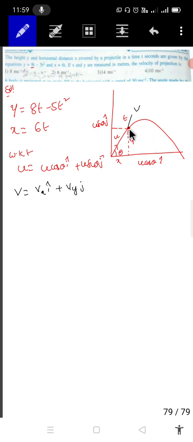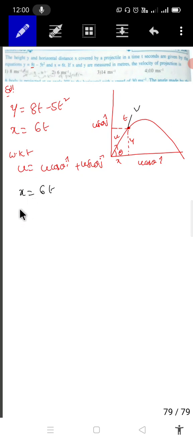But at this point this is the velocity, whereas they want us to find the initial velocity, the velocity at the point of projection. Based on this we can get the equation for the final velocity, but we need the velocity at the point of projection. That's why they have given y and x. First we calculate x. x equals 6t.